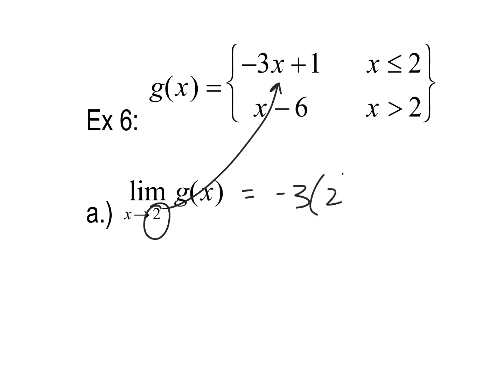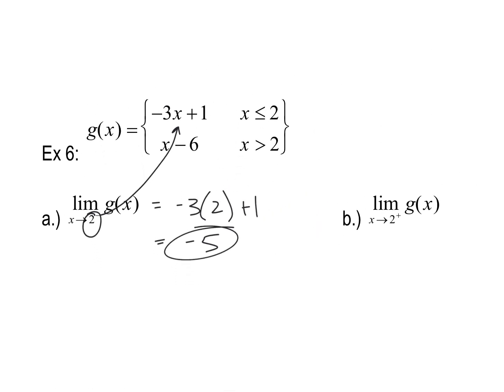-3 times 2 plus 1, that's -5. What about when I do 2 from the right? So you see how 2 from the right actually fits into this category of the piecewise function? That means 3, 4, 5, 6, we're approaching from the right, anything on the right-hand side of 2. So I'm plugging in the 2 to the x minus 6.